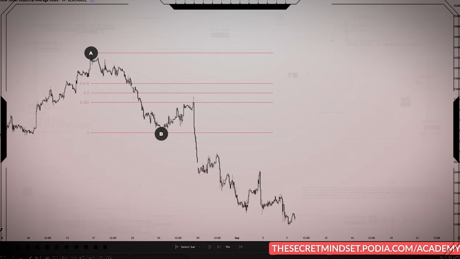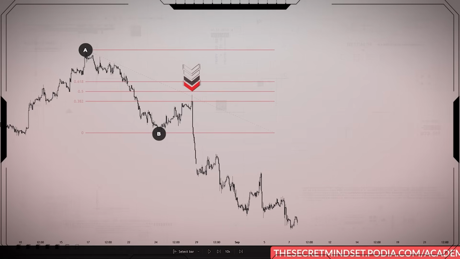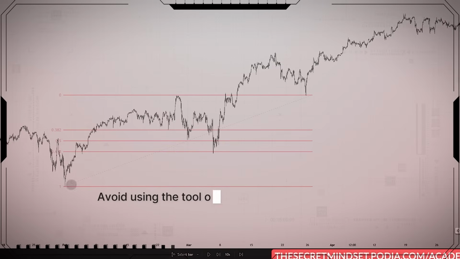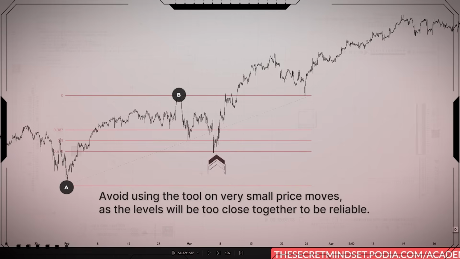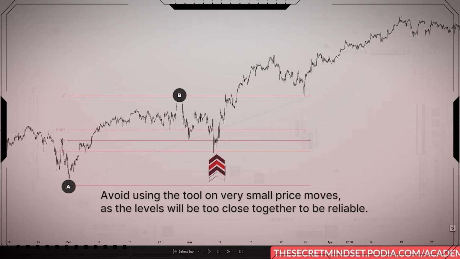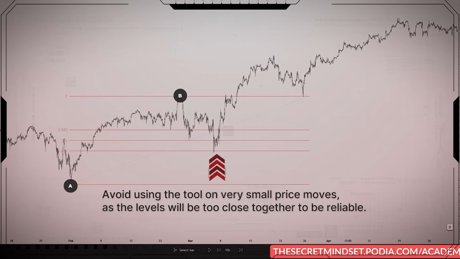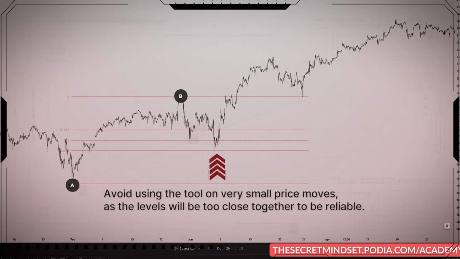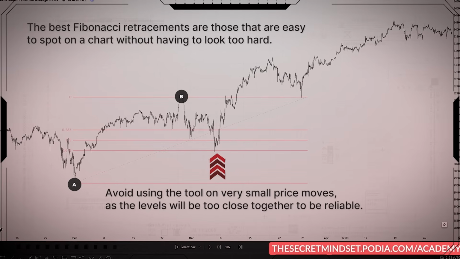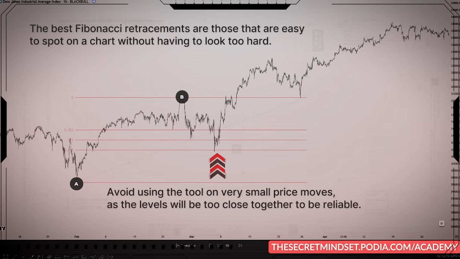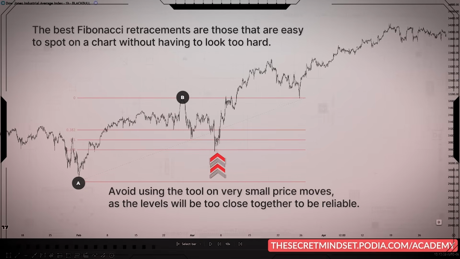Choosing the correct price swing is crucial when using Fibonacci retracements. Focus on larger time frames and avoid using the tool on very small price moves, as the levels will be too close together to be reliable. The best Fibonacci retracements are those that are easy to spot on a chart without having to look too hard.